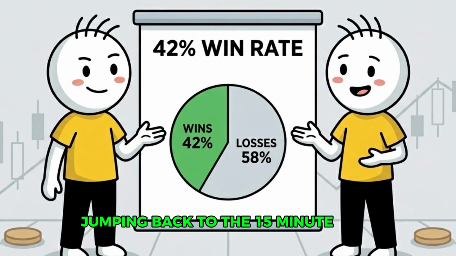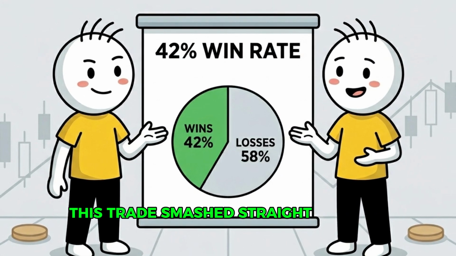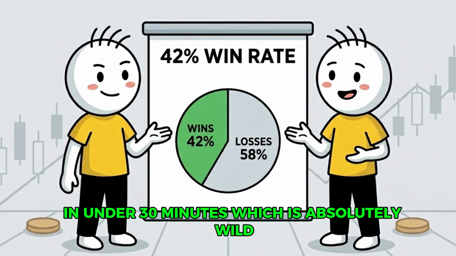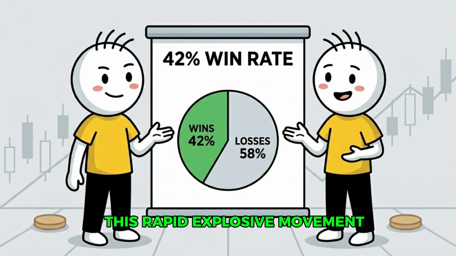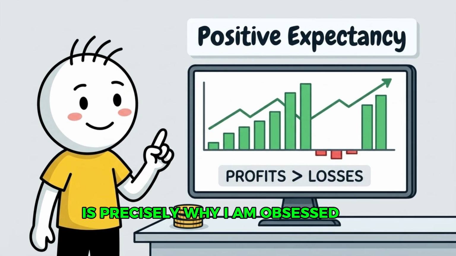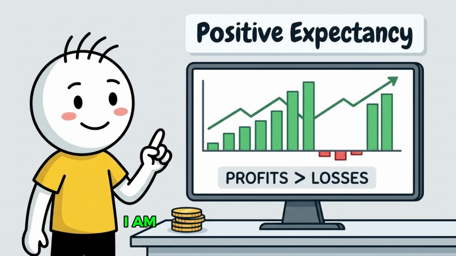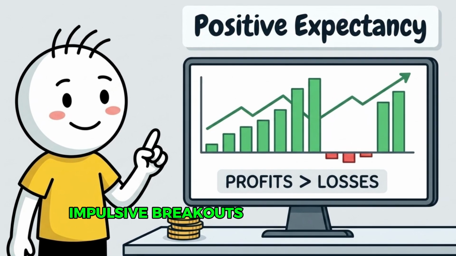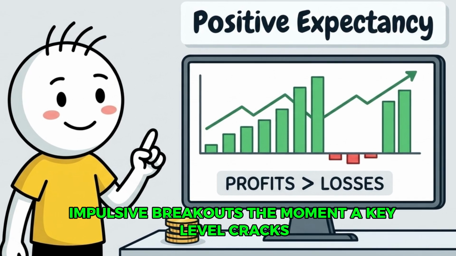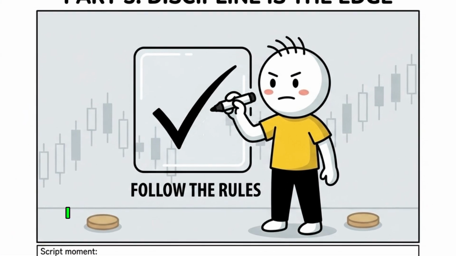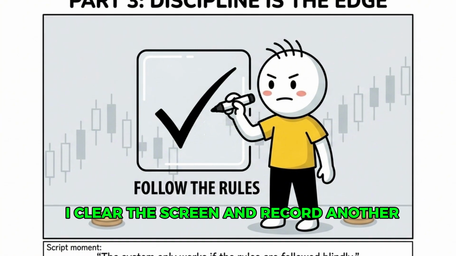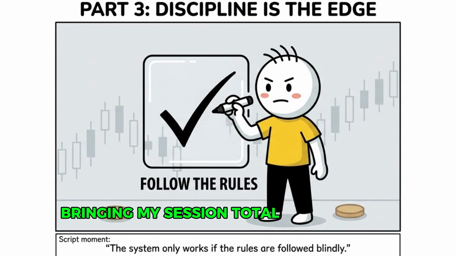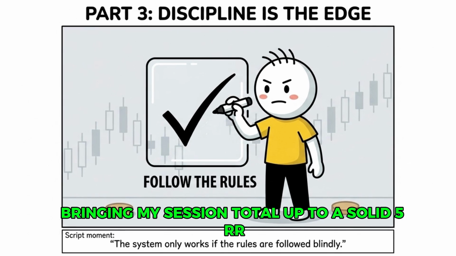Jumping back to the 15-minute chart, this trade smashed straight into take profit in under 30 minutes, which is absolutely wild. This rapid, explosive movement is precisely why I am obsessed with trading gold. I am exploiting its massive inherent liquidity to ride intense, impulsive breakouts the moment a key level cracks. With that second trade safely booked, I clear the screen and record another positive 2.5 RR in my journal, bringing my session total up to a solid 5R.